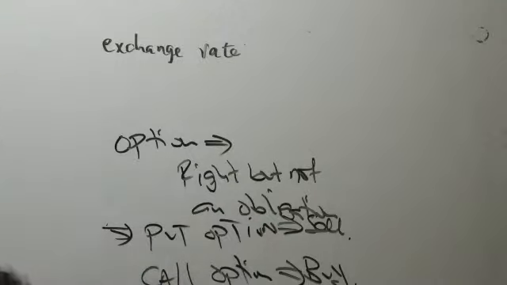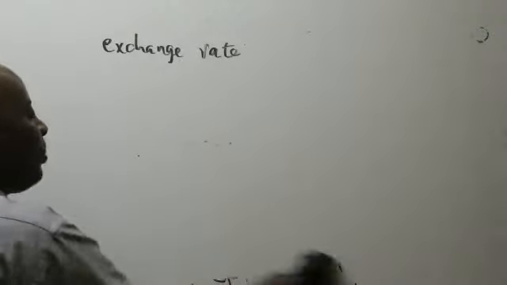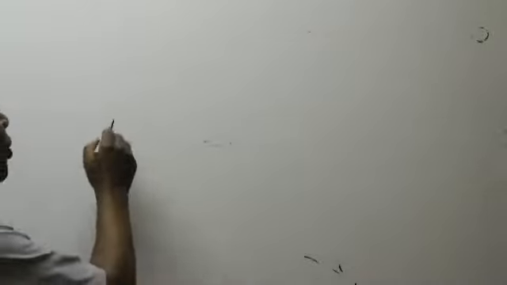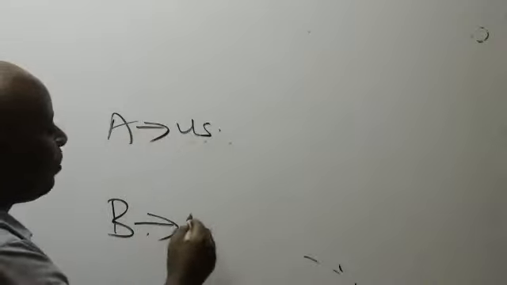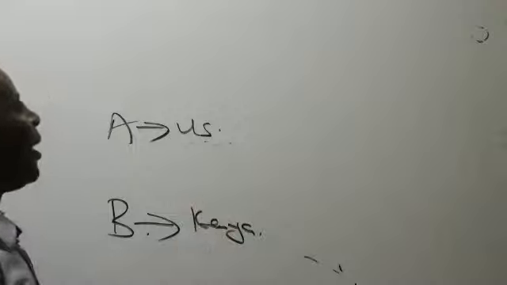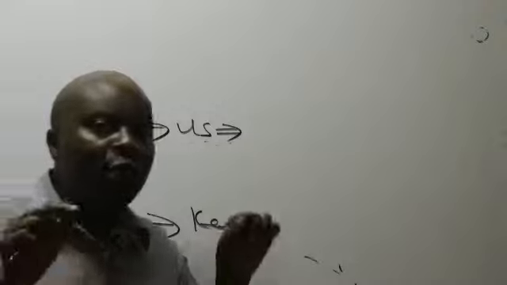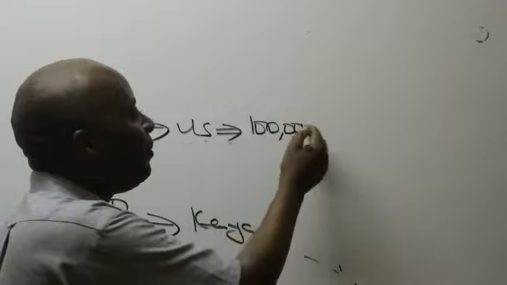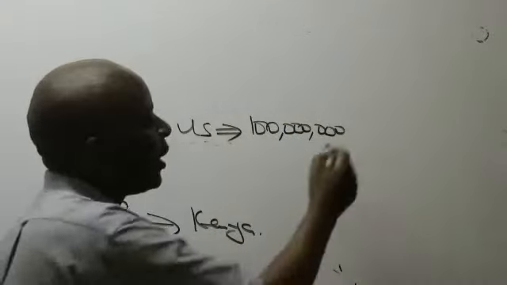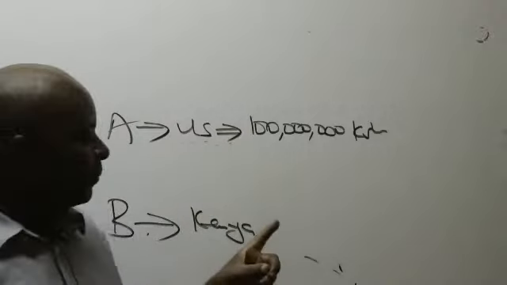Ladies and gentlemen, for me to be able to simplify this, they are talking about a currency swap. So we'll have two organizations here: company A and company B. Company A could be based in the US, company B could be based in Kenya. Company A, for example, could be wanting to invest in Kenya, and perhaps in this case they want 100 million Kenya shillings. But remember, they are based in the US.